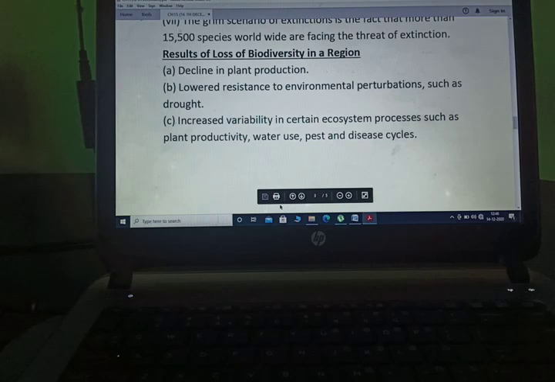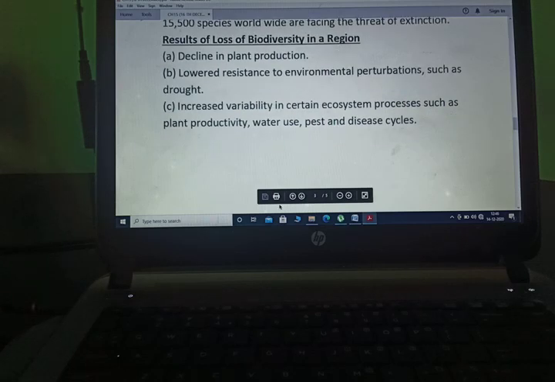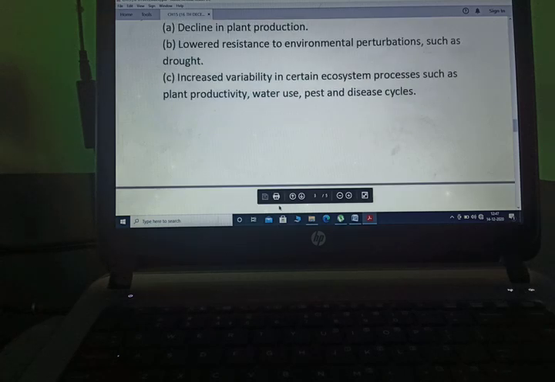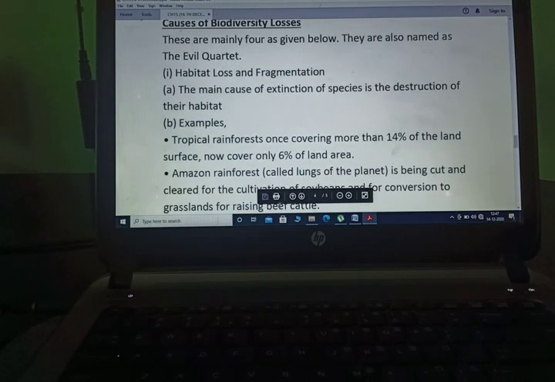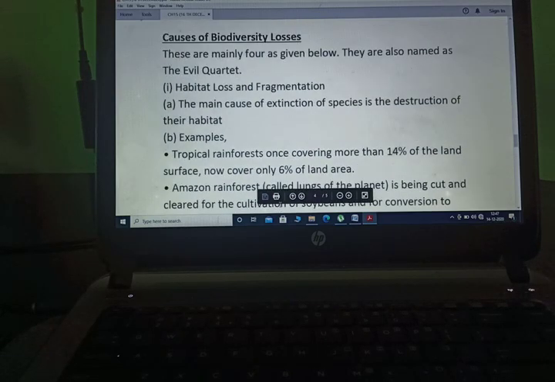Now, result of loss of diversity in a region: decline in plant production, lowered resistance to environmental perturbations such as drought, and increased variability in certain ecosystem processes such as plant productivity, water use, and pest and disease cycles. Now, causes of biodiversity loss.